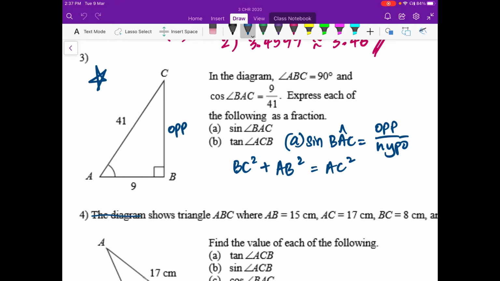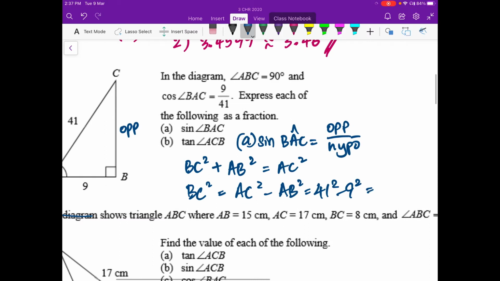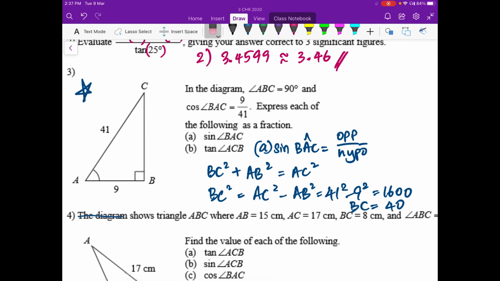We know the value of AB and AC. So BC, we square it, we get AC squared minus AB squared, which is now 41 squared minus 9 squared. We get 1600. So in this case, BC has a value of 40 cm. Replace that with 40. Now I can write down the value of sine BAC. Put it on the right side. Sine BAC, opposite, which is 40, over hypotenuse, which is 41.